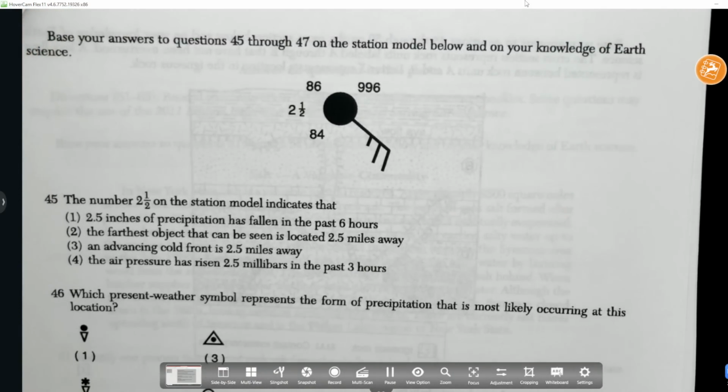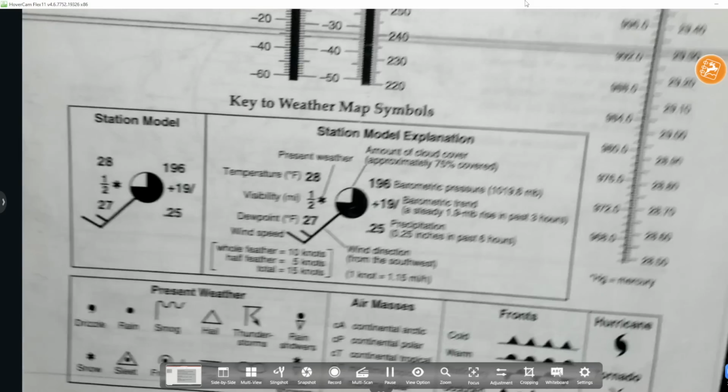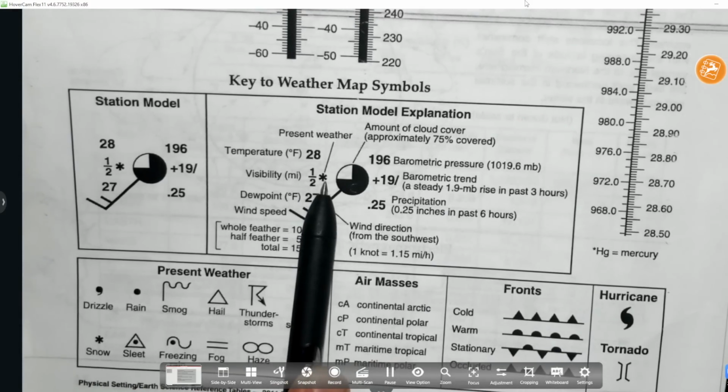45. The number 2.5 on this station model indicates what? ESRT, page 13. On page 13, you can see that we have our station model. We have the weather like we always spoke about.